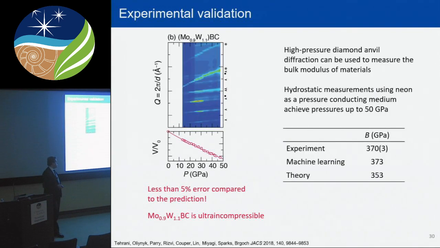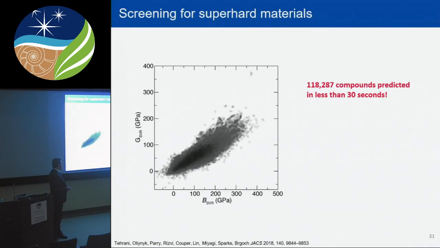And we did an experiment at HPCAT. Dr. Miyagi from the University of Utah helped us experimentally figure out the bulk modulus of our material. The experiment shows 370 GPa, which is in very good agreement with machine learning, within the standard deviation. But with DFT theory calculation, it is 20% off. So this simply shows experimental validation of the bulk modulus prediction and how accurate it is.